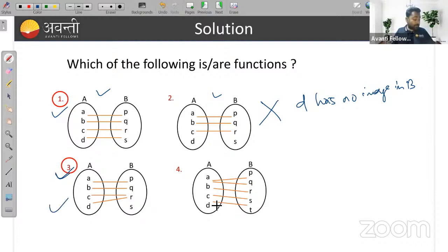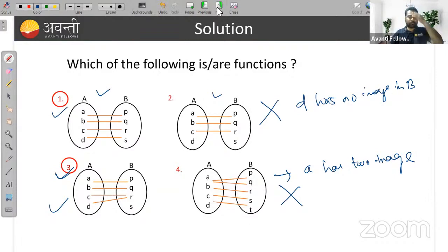But in the case of the fourth example, you can visualize here. Here you can simply say that A has two images, which is violating our condition of a function. Because we know that each and every element of set A must have only one image in set B for a relation to be a function, right? But here we are getting A has two images. That's why it is not a function either. I hope this is clear to all of you. If you have any doubt, you can write in the chat box.